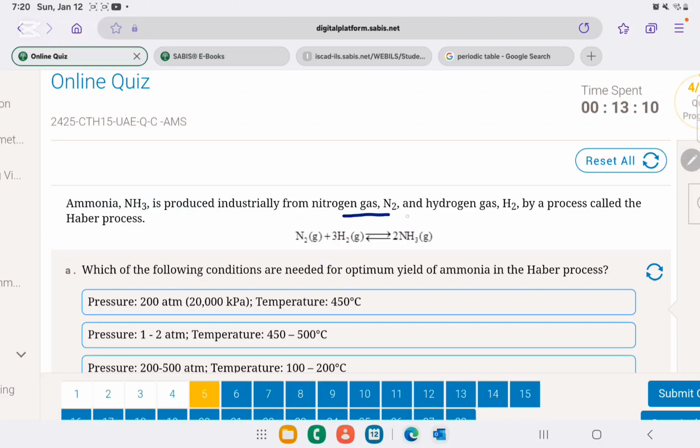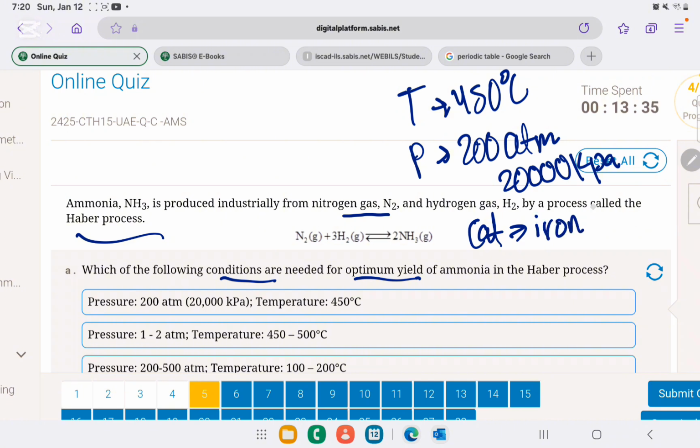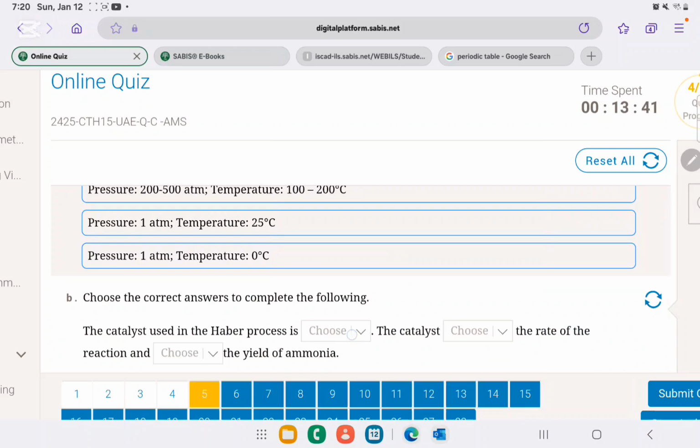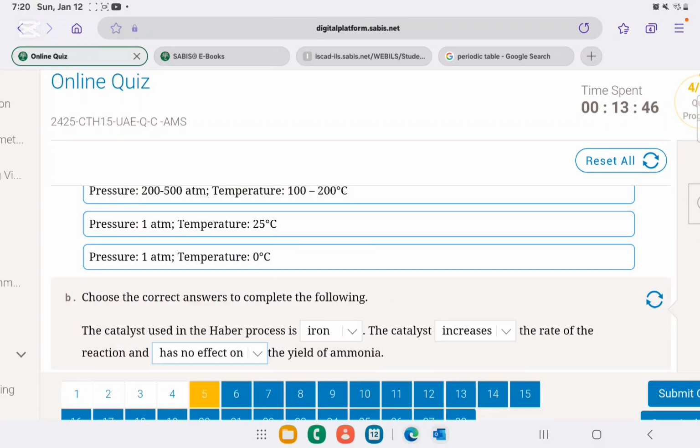Ammonia is produced industrially from N2 and H2 by a process called the Haber process. The conditions: temperature is 450 degrees Celsius and pressure is 200 atm, or 20,000 kilopascals, and the catalyst is iron. The catalyst increases the rate and has no effect on the yield of ammonia.